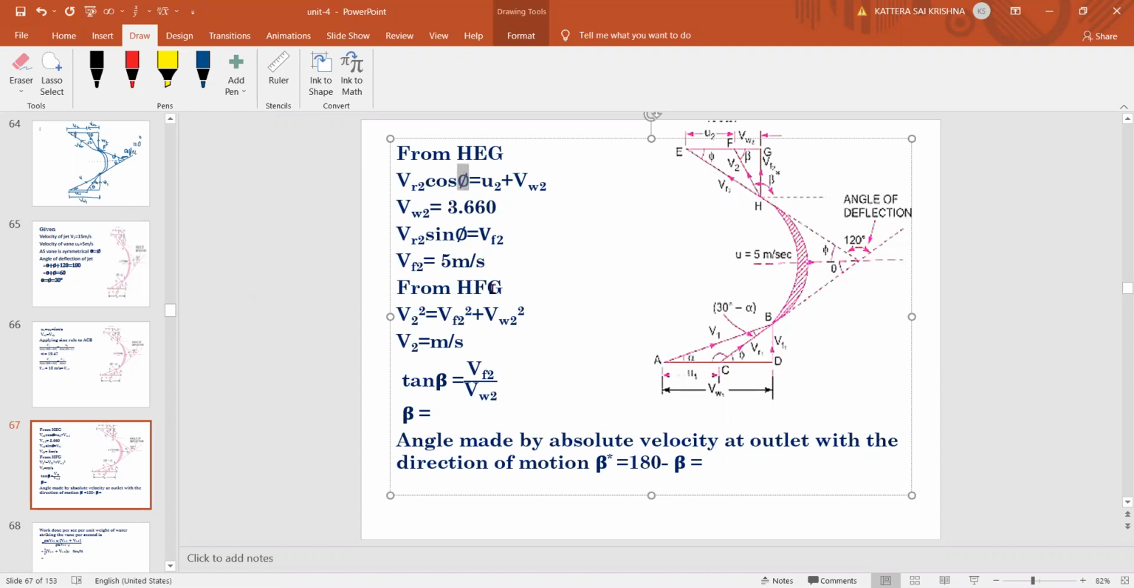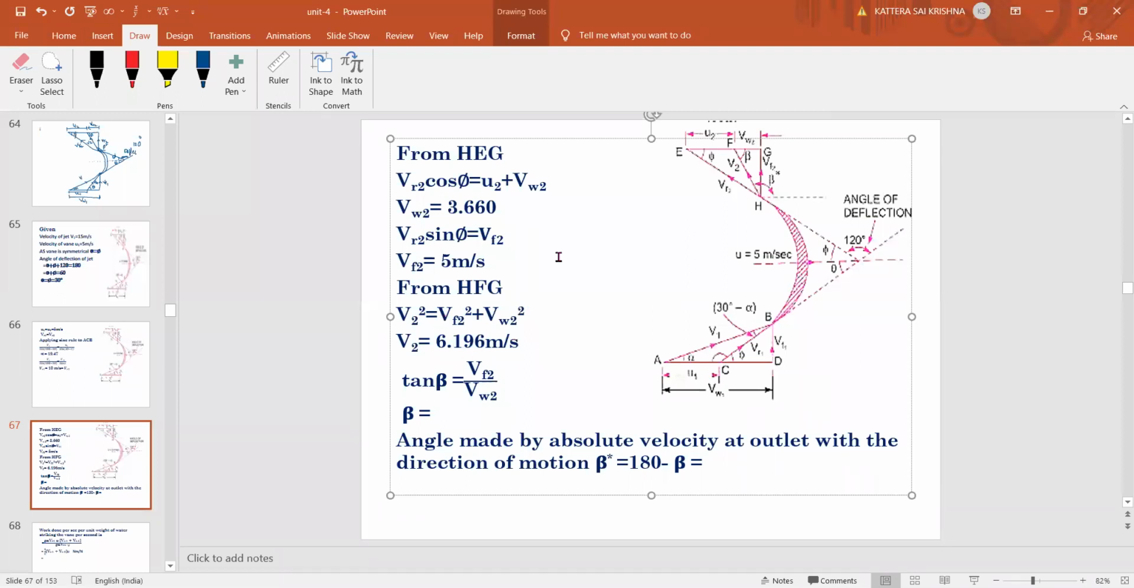Now from the triangle HFG, it is a right angled triangle. At G, it is 90 degrees. You can see. So what we know, hypotenuse square is equal to side square plus side square. So V2 square equal to VF2 square plus VW2 square. We already have VW2 and VF2 values. Substitute the values, and if you want V2, take the square root of VF2 square plus VW2 square. So V2 will come 6.196 meter per second.